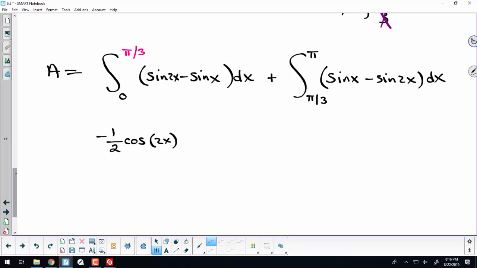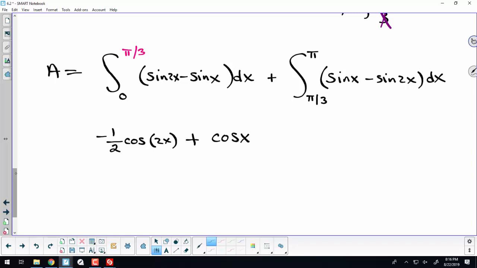The antiderivative of sine is negative cosine. The antiderivative of cosine is sine. Minus the antiderivative of sine. What's the antiderivative of sine? Negative cosine, right? So that turns into a positive. And like was mentioned in Calc 1, the nice thing about antiderivatives is you can always check your work. If I take the derivative of cosine, I get negative sine, so that's the correct antiderivative.